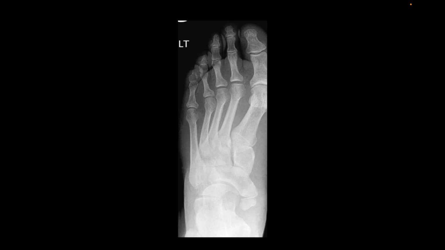They're asking you to name the normal variant here. And that's this structure here. This is an os naviculare. This is a navicular, and this is an os naviculare.